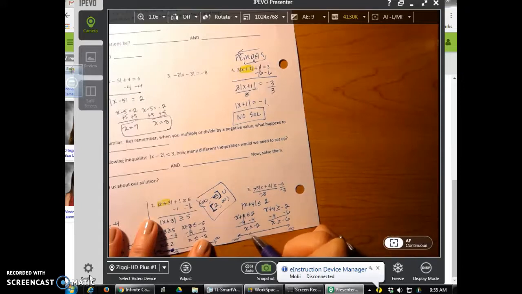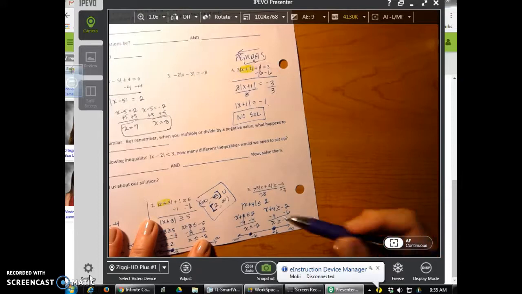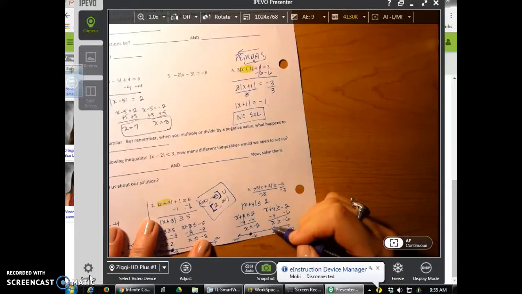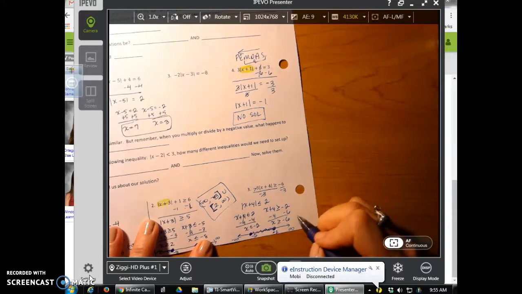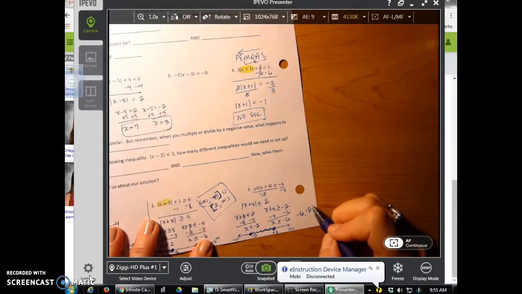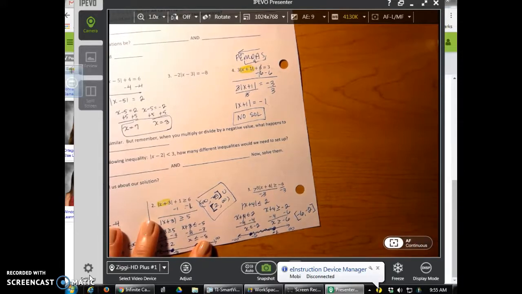I have a negative 6, and I'm going to bubble it in because it is included in the solution, and then I have a negative 2. Remember, negative 6 is to the left of negative 2 on the number line. It's more negative, so it goes to the left. Now, x less than or equal to negative 2 is this way. X greater than or equal to negative 6 is this way. So now I only have one interval here. It's going to be negative 6 to negative 2 inclusive of those two values. And that would be my solution there.